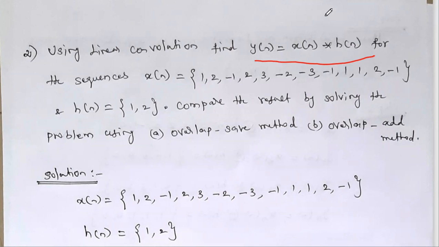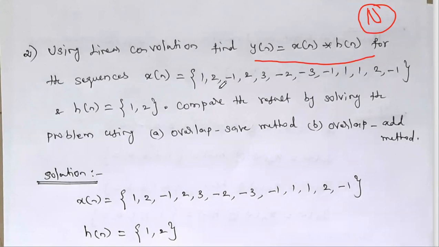Already you know the difference between linear and circular convolution. We discussed 3-4 problems on circular convolution in the previous videos. This asterisk indicates linear convolution. If it is circular convolution, the symbol is an asterisk with a circle drawn around it. So using linear convolution, find the output y for the given sequences x of n and h of n.